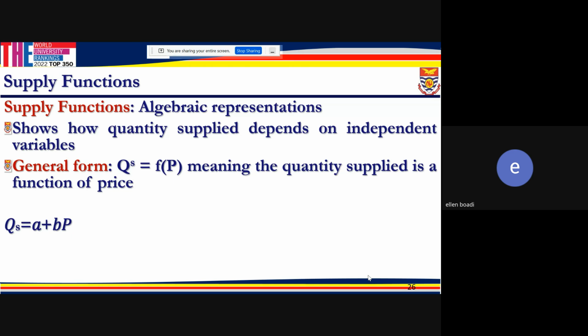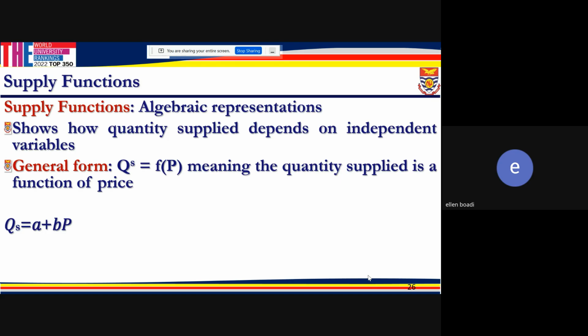In the same way, just as we saw in the demand function, the a that we have here is a constant. What name would we give to the a? Inferring from our discussion of demand, how would you call the a? Autonomous. Autonomous supply. So the portion of supply that doesn't depend on price is autonomous supply.